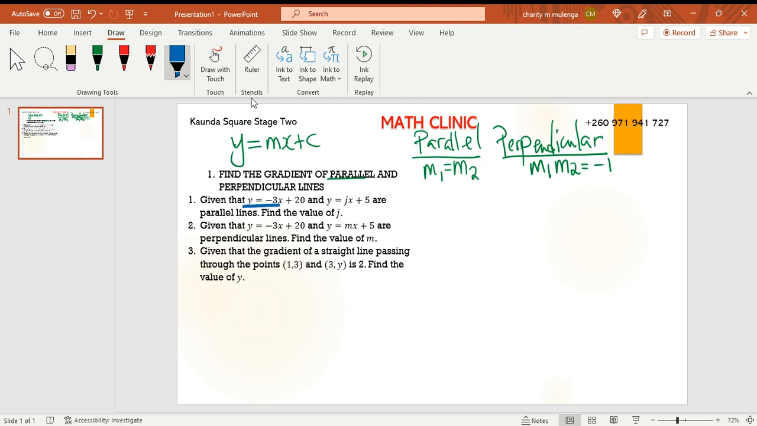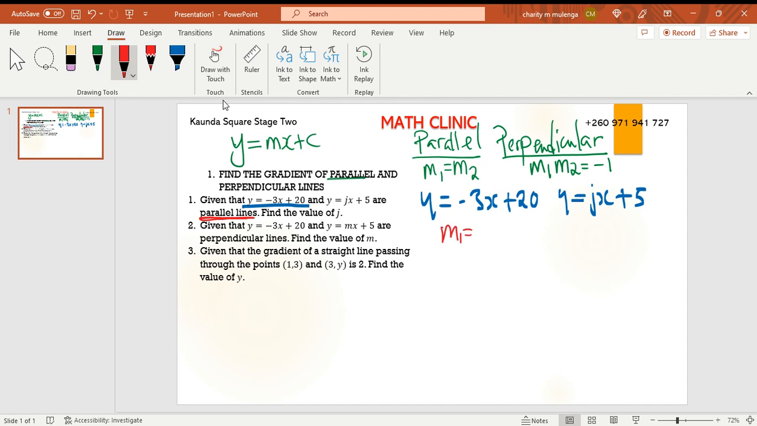Okay, given that y = -3x + 20. So we have been given the first equation, okay? y = -3x + 20. And I've been given the second equation, y = jx + 5. Okay, find the value of j. Now, when you look at this question, it says the equations are parallel. It means they share the same gradient. So equation 1, what is our gradient? Our gradient is -3. Are we together?